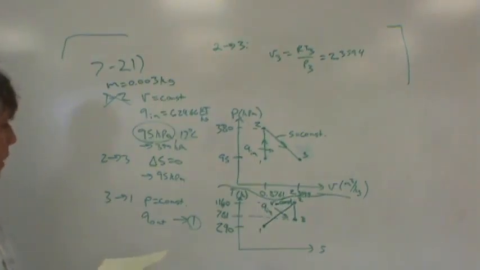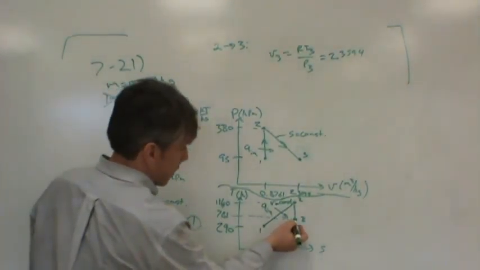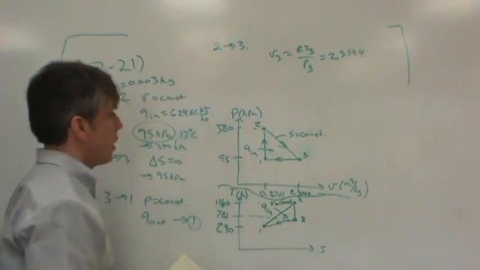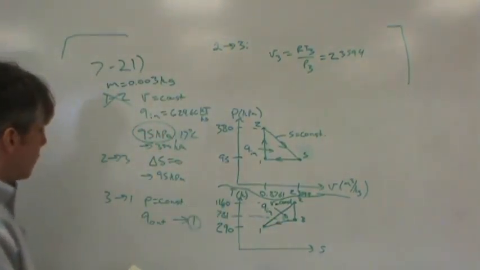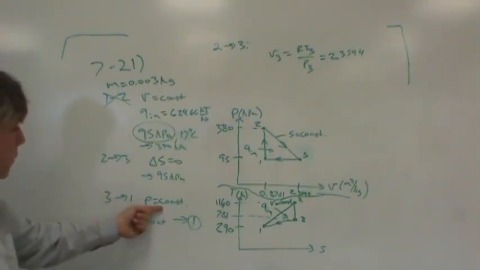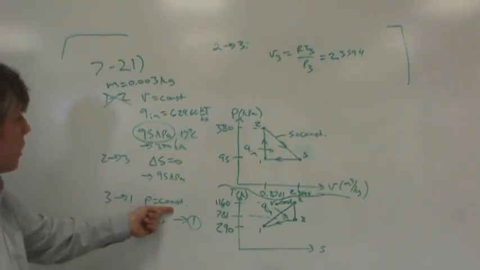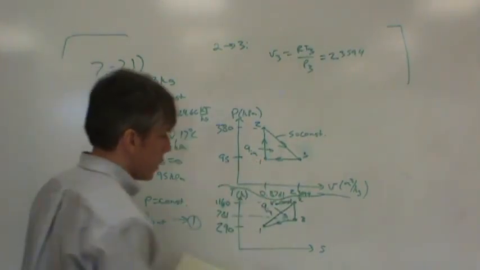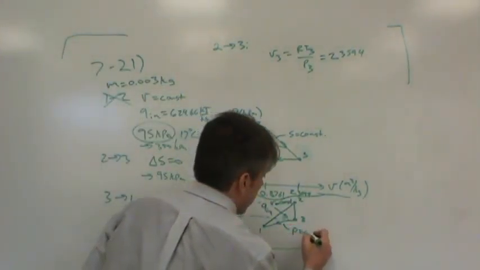How about from state 3 to state 1? Well, it's pretty obvious. They're going to be something like this, right? That's pretty obvious. And you know it's a constant pressure process because you're already at 95 kilopascals. In fact, we were told it's a constant pressure process. So from state 3 to state 1, we've got constant pressure, and so this will be a line of constant pressure.